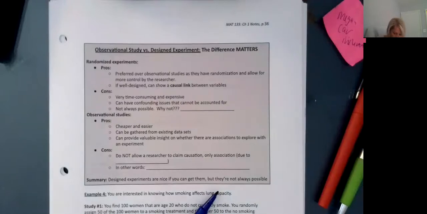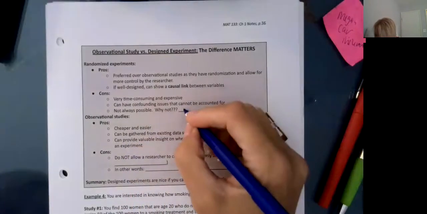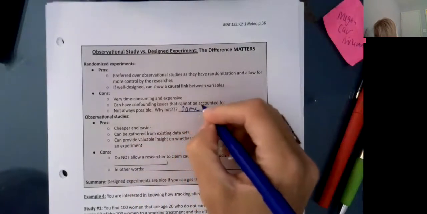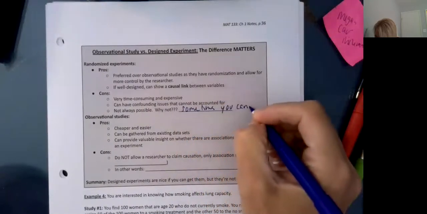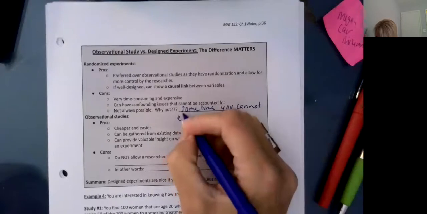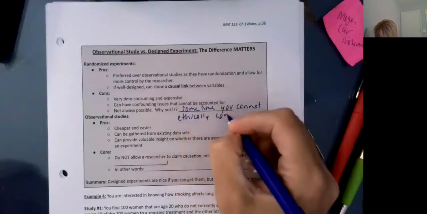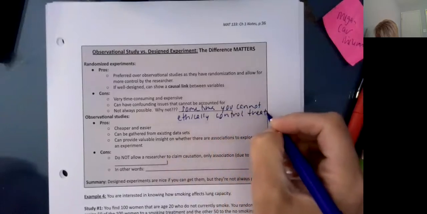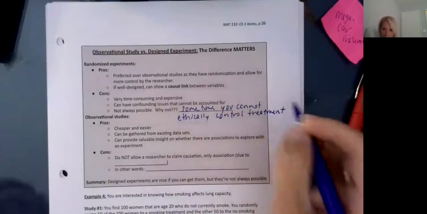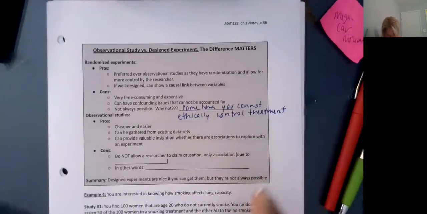And the reason they're not always possible is sometimes you cannot ethically control the treatment. And if you think about the study with the syphilis, that is one. You can't make somebody have syphilis, or you really can't make somebody smoke or not smoke.